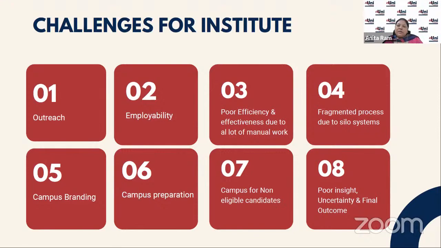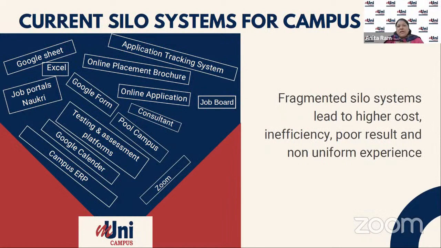So as I was talking about the silo system, let me just highlight this point. Currently we have multiple systems available which support us in the campus hiring process, like the application tracking system. We have online application testing platforms, many job portals are available, and most of the institutes are using all these to manage their campus hiring process. But all these processes are available in a fragmented fashion. So you don't get any accurate result out of it.